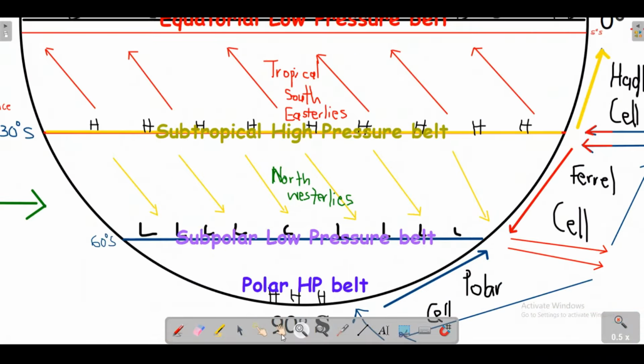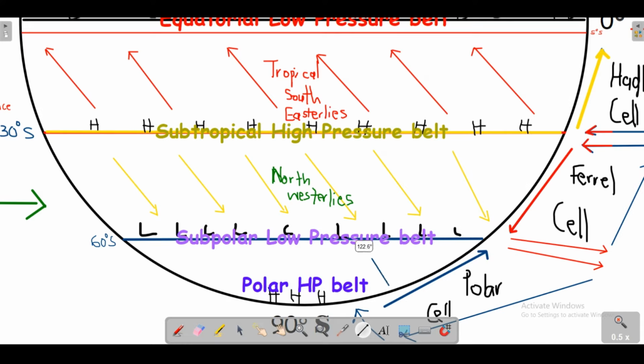And now, between the polar high pressure belt and the subpolar low pressure belt, we're expecting to see air moving from this high pressure to that low pressure, right? Because there's a high pressure there, there's a low pressure there, and air always moves from an area of high pressure to an area of low pressure. And now, because we're in the southern hemisphere, this should be deflected to its left. Okay. So instead of moving straight like that, it's going to move like that. So that's what we are going to see there.